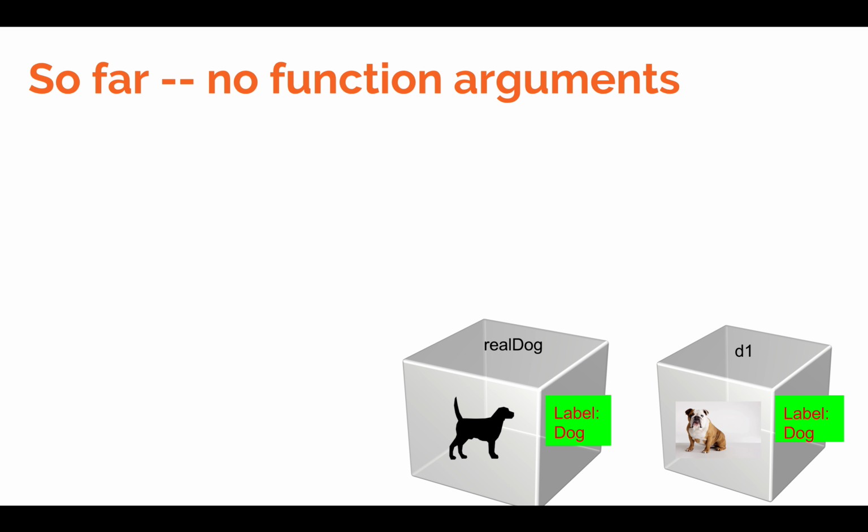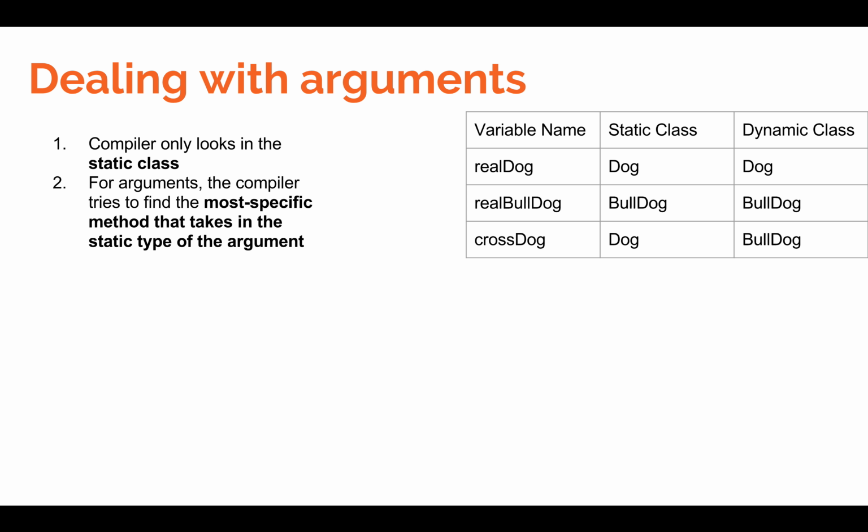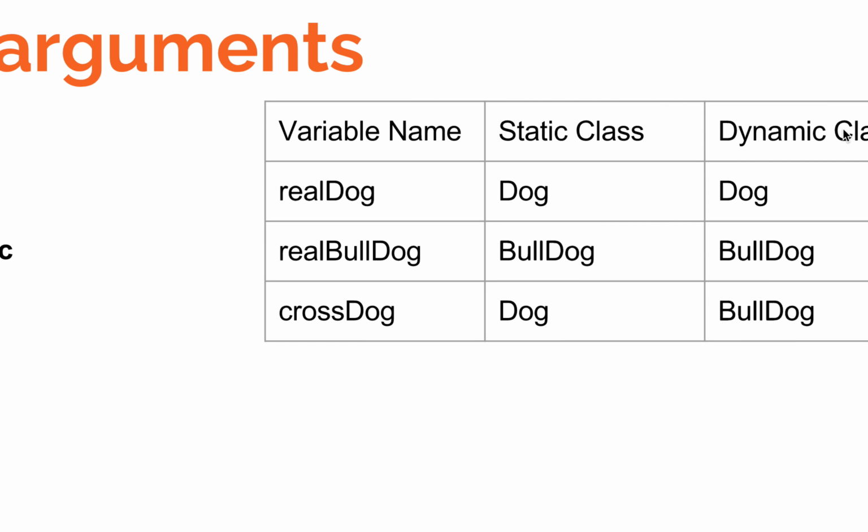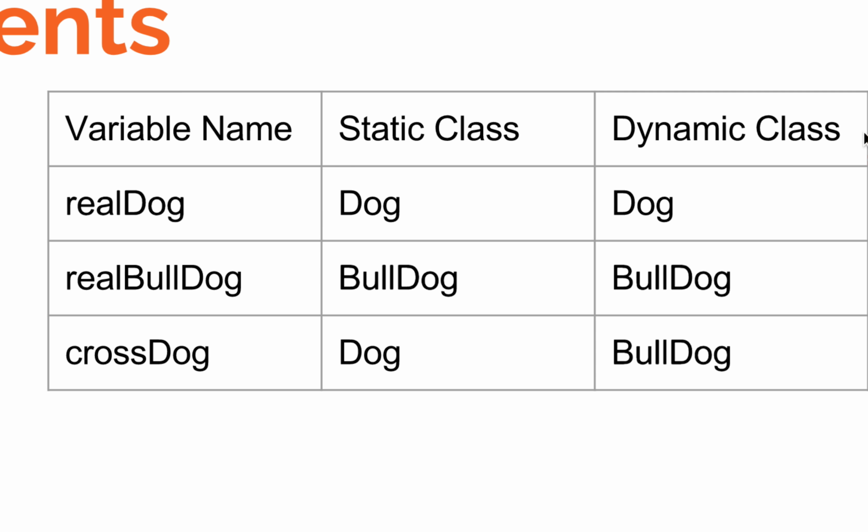Methods and arguments. So far, we haven't had any function arguments. So let's learn how to deal with arguments. This time, I'm going to stop with the whole box analogy because I'm pretty sure it's settled in and you guys are tired of my ugly boxes. Instead, I'm going to have a nice, uglier table. So I have 3 variables: real dog, dog and dog. I have real bulldog, bulldog and bulldog. And I have cross dog, dog and bulldog.